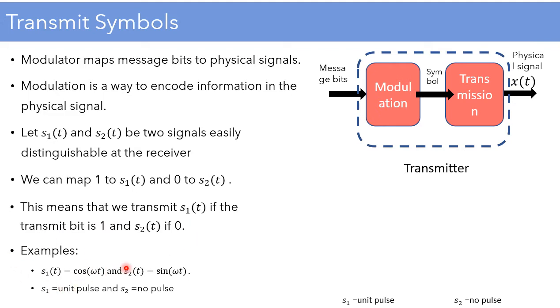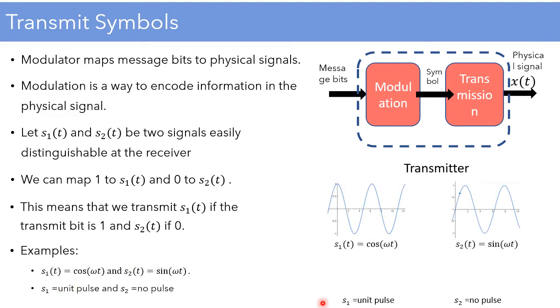Let us look at two examples. We have one pulse s1(t) equal to cos omega t and s2(t) equal to sin omega t. We transmit the cos omega t when we want to send 1 and sin omega t when we want to send 0. So the receiver should be able to distinguish whether the cos omega t was sent or the sin omega t was sent, and based on it will guess whether 0 or 1 was sent.